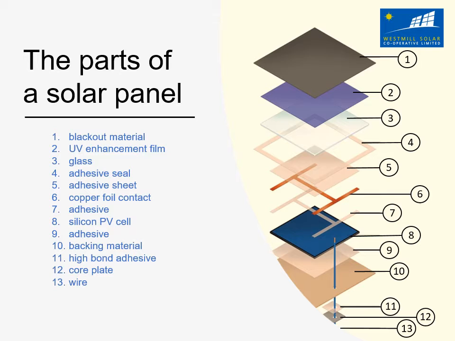Now, we'll talk about the function of the solar panel in a bit. But what do you think the function of the blackout material, that first layer, might be? Well, this blackout material is glass that's coated with an anti-reflective material to maximise light absorption. It also reduces glare, which is important.